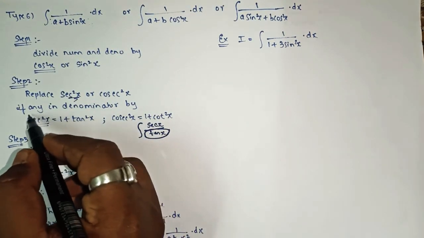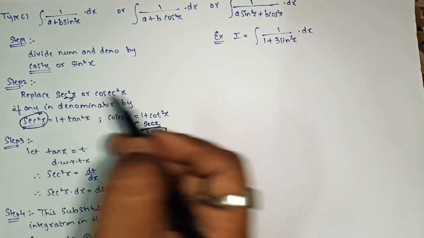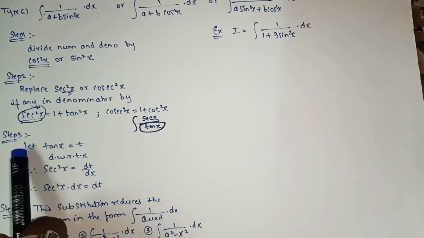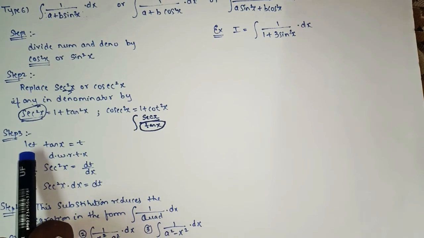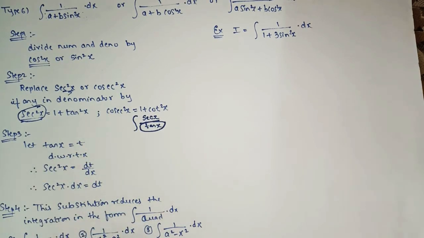If anywhere in the denominator we see sec square, we'll write sec square as 1 plus tan square. Then after that, step number 3 is what? You will start with let tan x equals t. Here also you will take let tan x equals t.